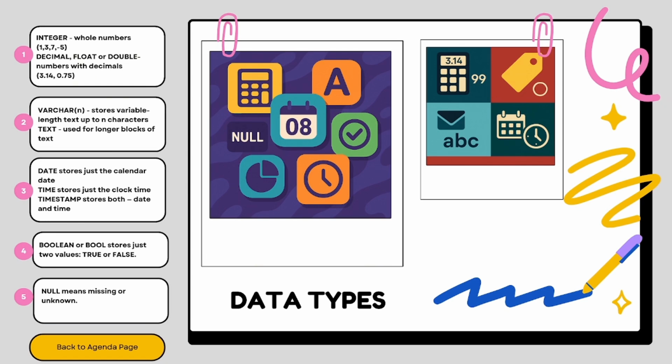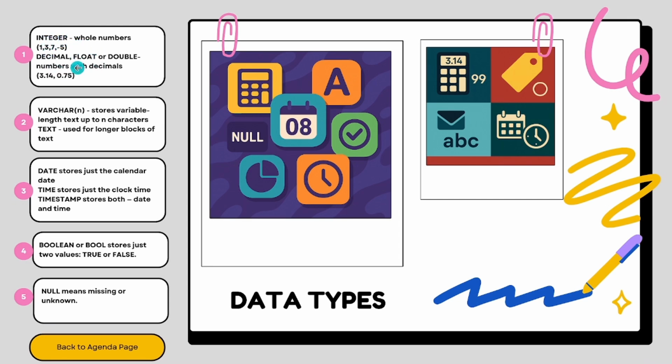Now, let's break down the different data types you might come across in SQL. These are really important because they tell the database how to store and understand your data. We have different groups here. The first group is numeric types. These are used for anything involving numbers.